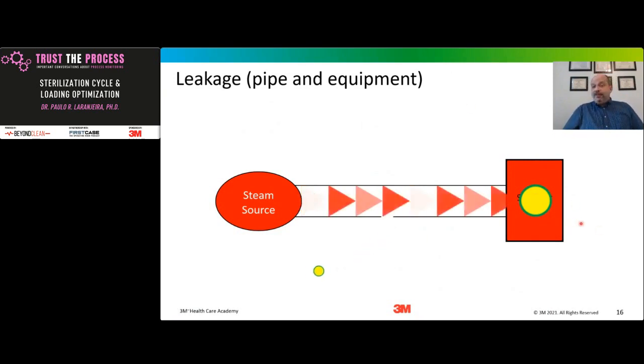And when we have air inside of the chamber, steam will not be able to get in contact with the medical device. So we're going to have a cold spot. And when I have a cold spot, what happens with steam? It condensates. Then I'm going to have a lot of water inside of my chamber on that specific package or area. All right?